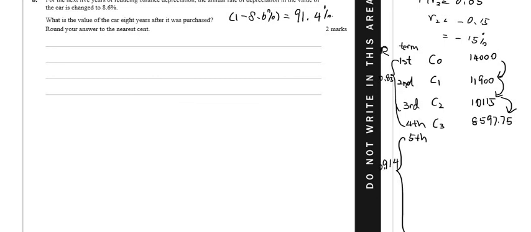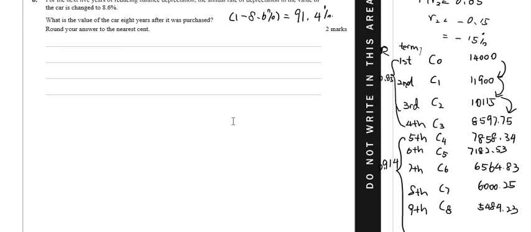So I'm going to multiply each term by 0.914. Through the calculation, I found out that after 8 years, the value of the car is $5,484.23. The question asks us to round the answer to the nearest cents, so that's 2 decimal places. Then I'm doing it right.